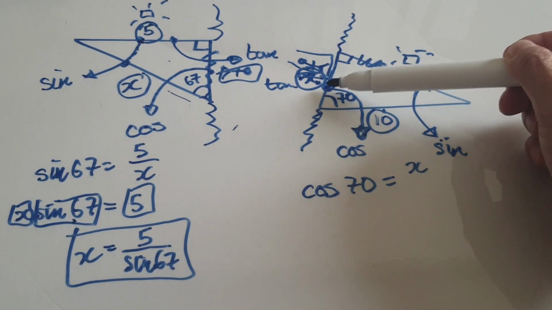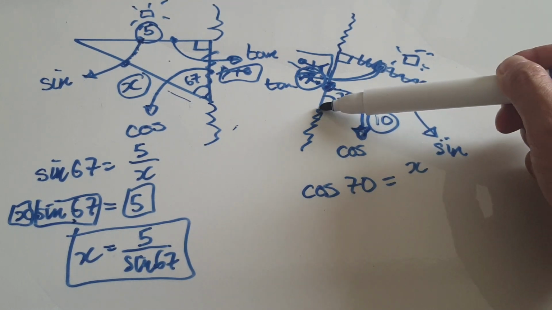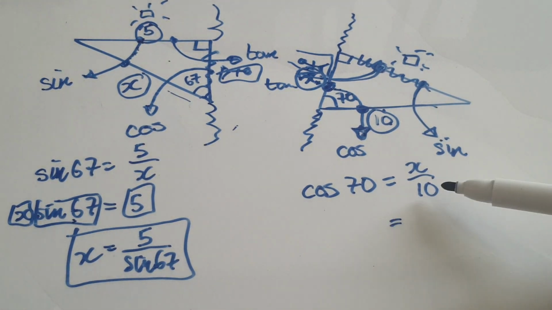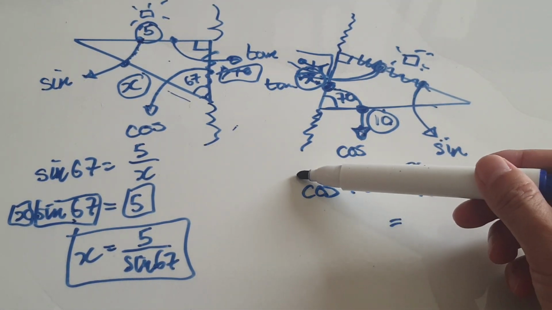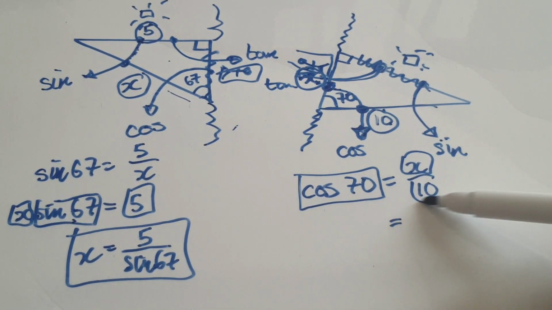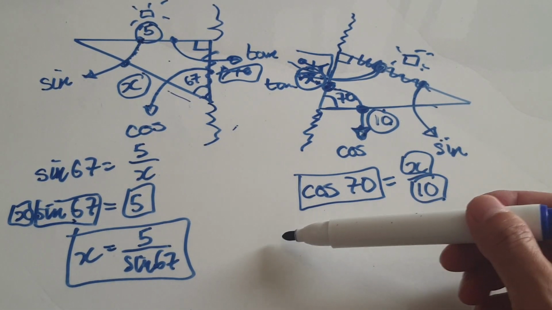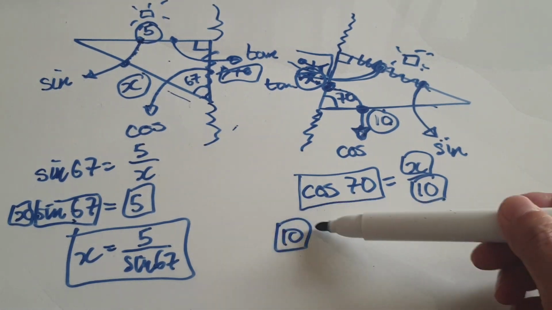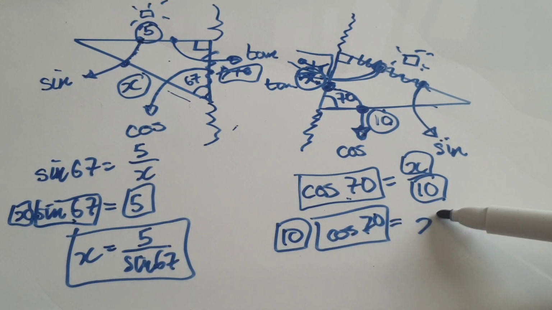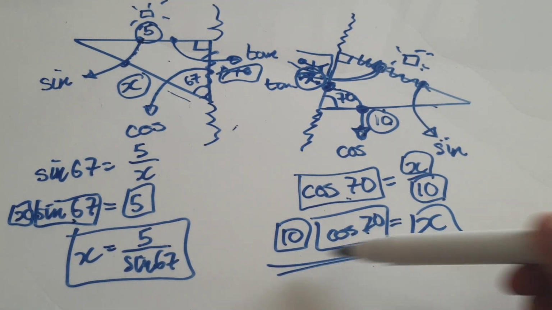And then follow the arrow. It will hit this length here, which will be 10, so x over 10. So now it's just a matter of finding out x. So to get x on its own, times both sides by 10. So remember, this is just one number. This is another block and another block. So times 10 to both sides. That will be 10 times this block, cos 70 equals x. So this is your final answer.